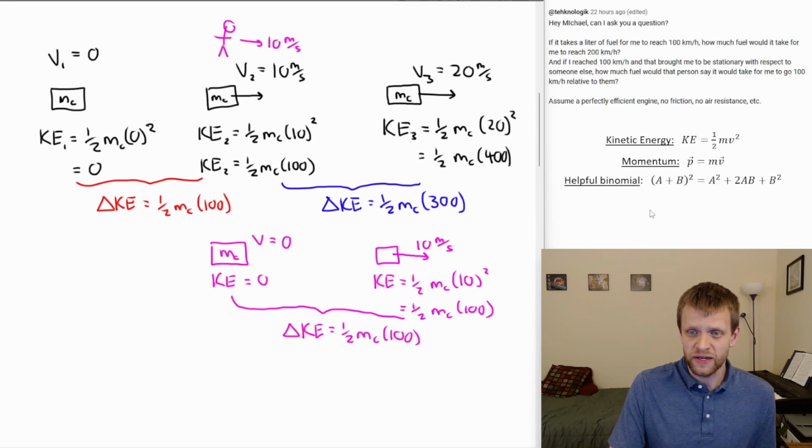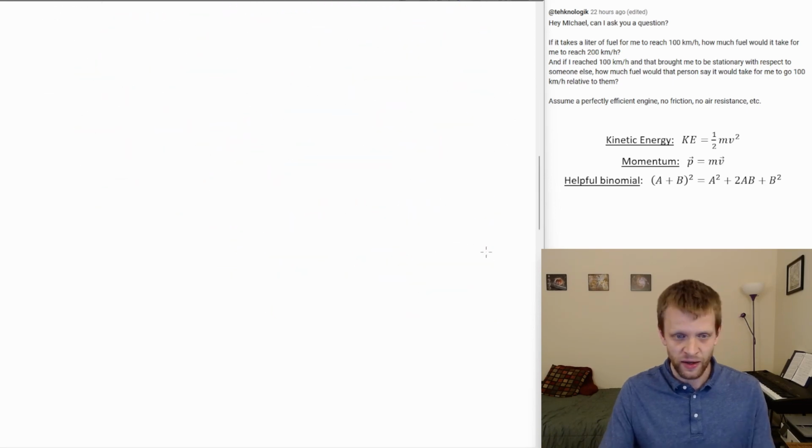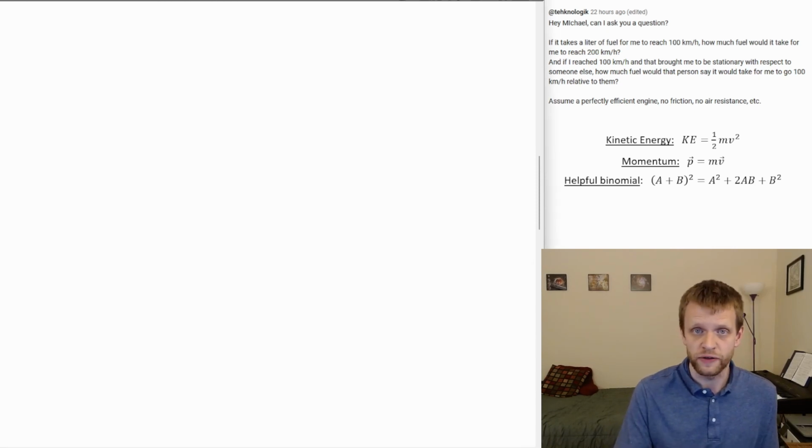And we're also going to be using this squaring A plus B term a lot. This is going to come up in a couple of different sections, so having this binomial formula is going to be really helpful as well. So let's have a look at this system, and let's look from the perspectives of two different observers.